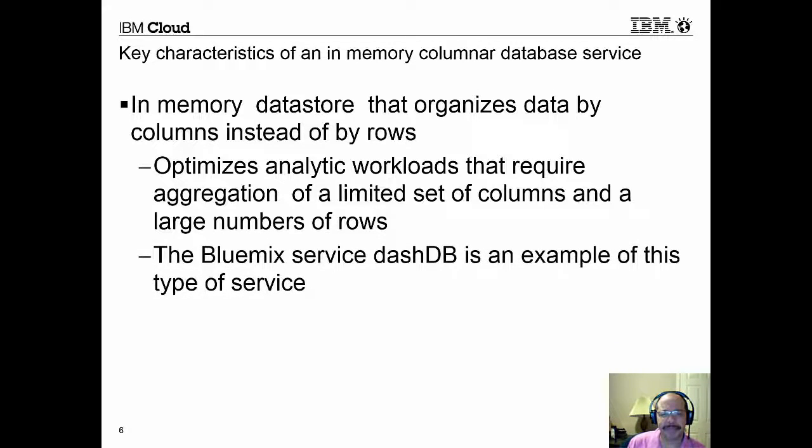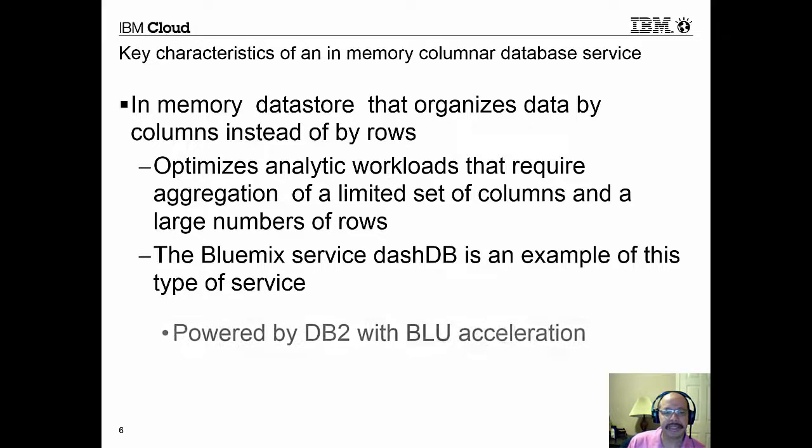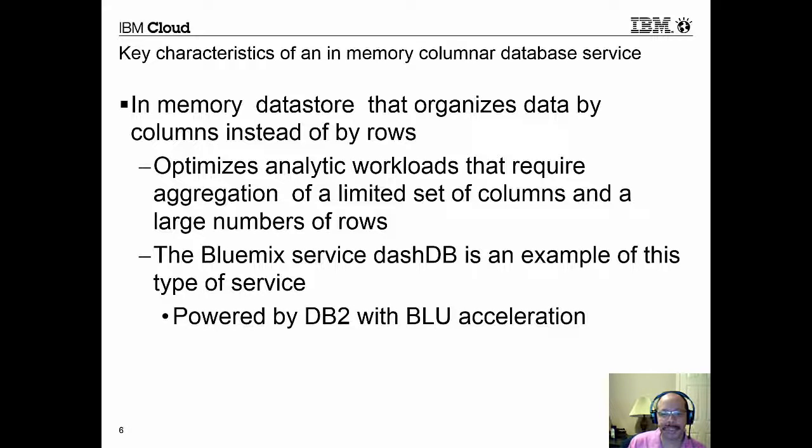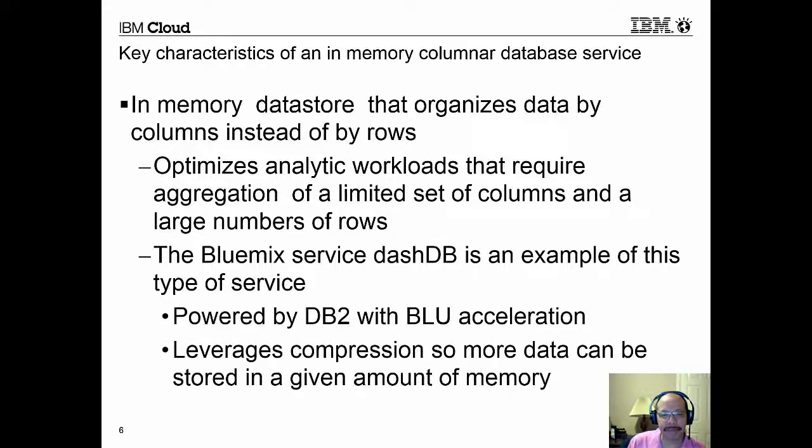In Bluemix, the dashDB service is an example of this type of service. It is powered under the covers by DB2 with BLU Acceleration, which is a set of technologies that came out of IBM research that specifically addressed the challenges of running analytic workloads within general purpose databases like DB2. And dashDB also leverages compression so that more data can be stored in a given amount of memory, because remember, these types of services are memory-based data stores.